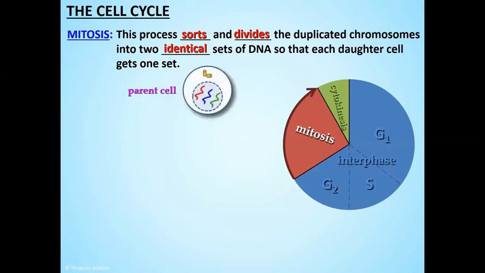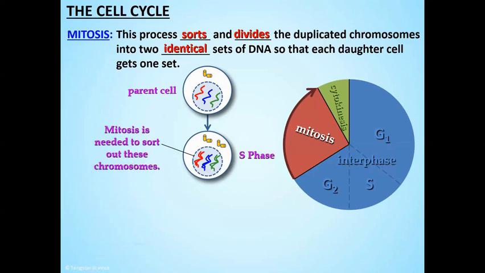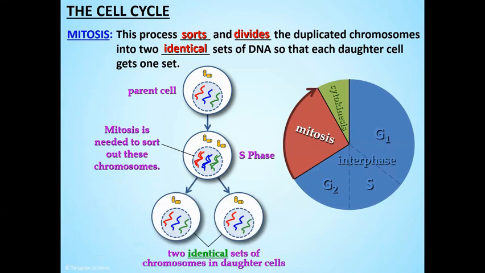Okay, so here we have the parent cell, we have our DNA. And then during the S phase, remember, it duplicates them and it duplicates the centrioles. And mitosis is needed and it sorts those chromosomes out, so that each daughter cell gets exactly what the parent cell had originally. So your daughter cell ends up looking like your parent cell. Okay, correctly sorting them.